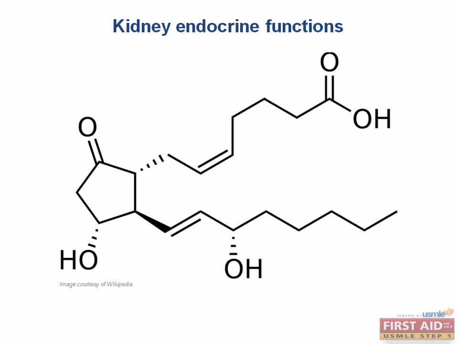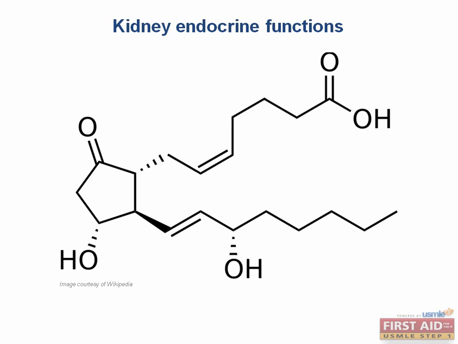Next, we have a paracrine hormone, which belongs to a group of hormones called prostaglandins. This picture is an example of a prostaglandin, and they are synthesized from arachidonic acid. Like we said before, these act locally. Do you remember the roles prostaglandins have in terms of GFR and renal blood flow? Prostaglandins, specifically prostaglandin E2, vasodilates the afferent arterioles to increase GFR.